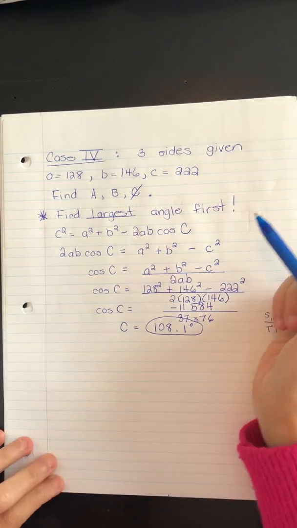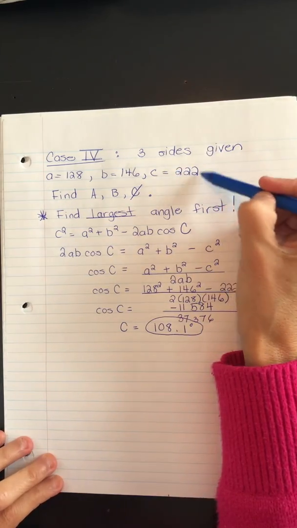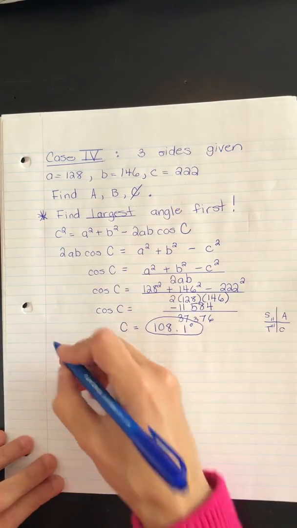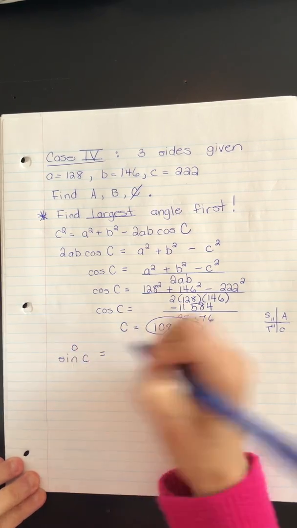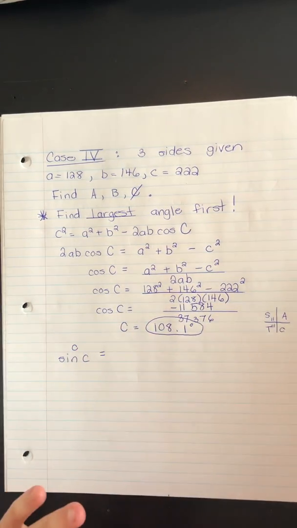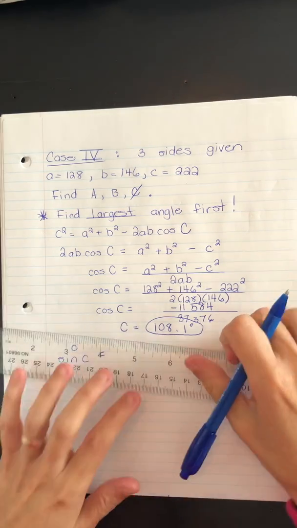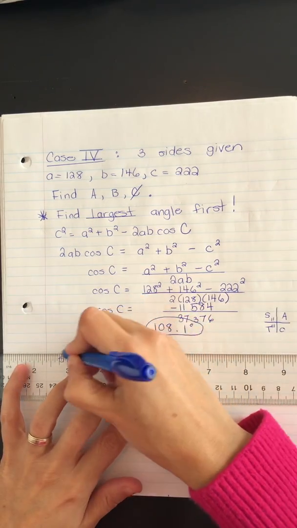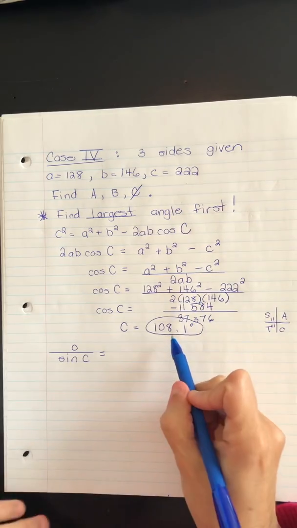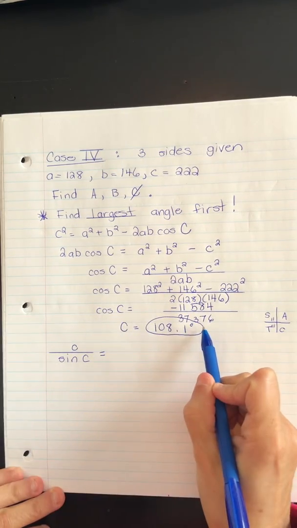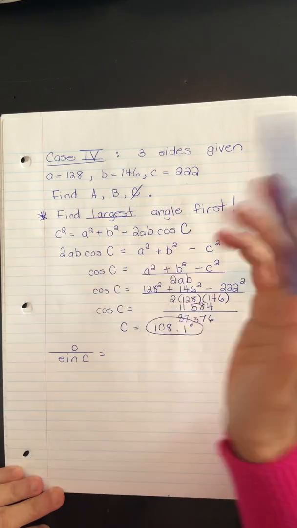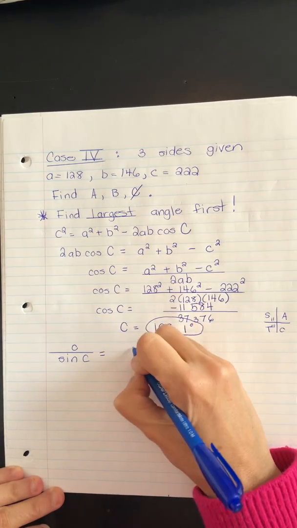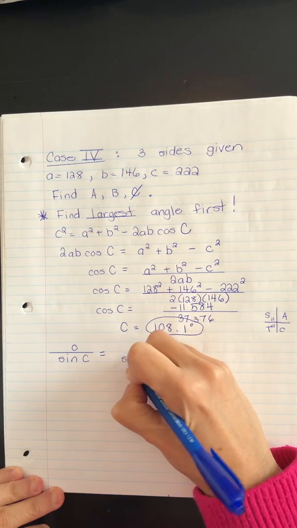Okay, so we will go to the sine law now because we know both side C and angle C. So we'll do this. And now it doesn't matter which one we find next, because as I said, we already took care of the large angle. So both of these will be acute. So you can find either A first or you can find B first.